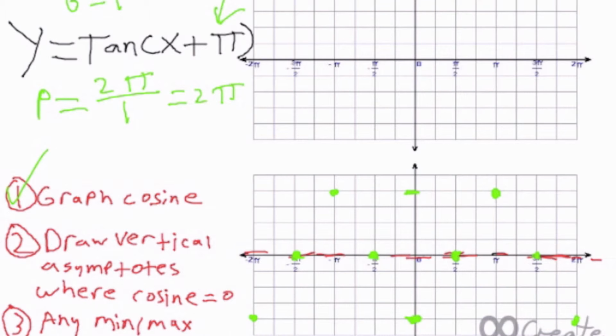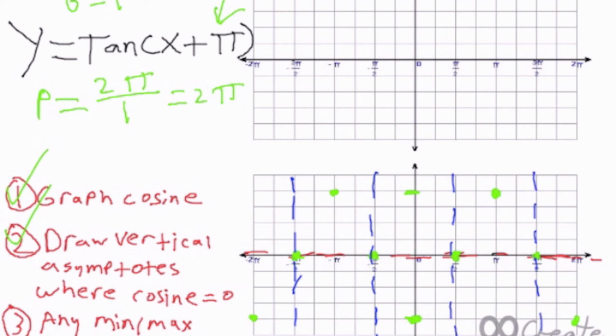So then we look at step 2 where it says draw vertical asymptotes where cosine is equal to 0. So now in blue we are going to find all the places where cosine is equal to 0. Cosine is equal to 0 right here at negative 3 pi over 2, negative pi over 2, as well as pi over 2 and 3 pi over 2. So now we've completed and drawn all of our vertical asymptotes, so we can go ahead and complete and check step 2.